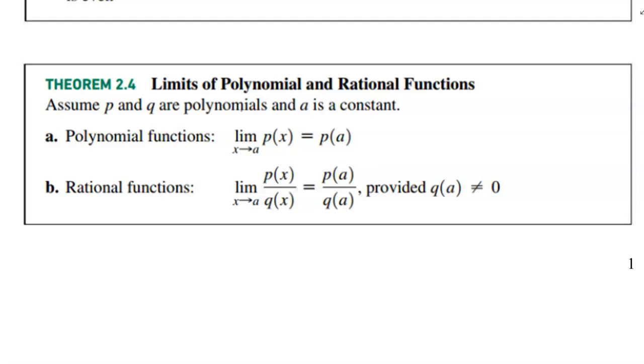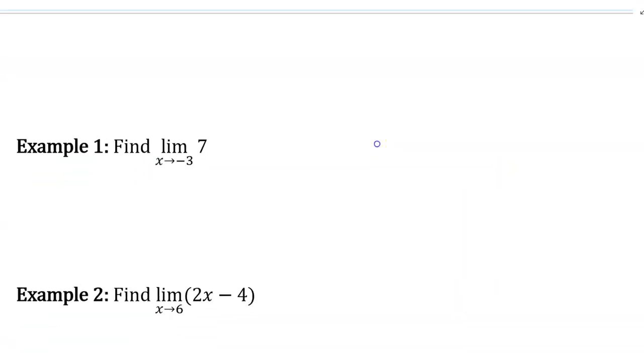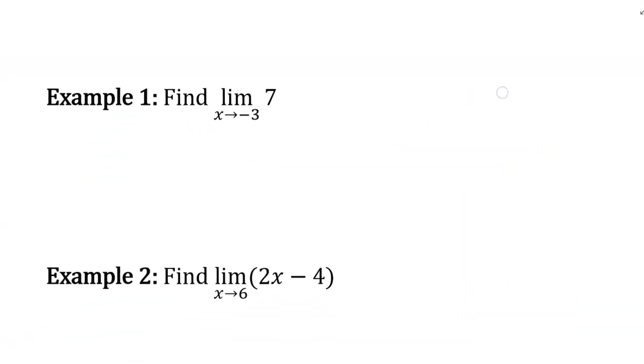The weird part is with rationals, because we will have asymptotes. So as long as we stay away from the asymptotes, then we will have limits. Asymptote being the only time when a rational function is not continuous. So let's take a look at some examples here. So for this first example, it says find the limit as x approaches -3 of 7.